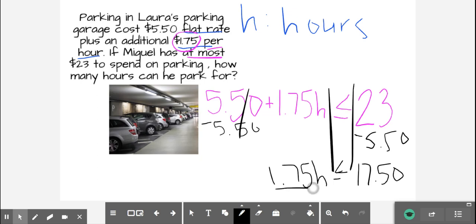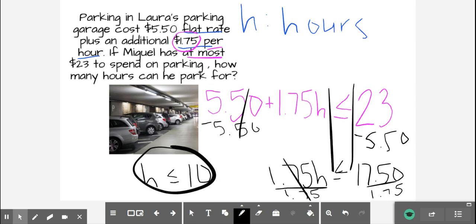And then if you divide both sides by 1.75, we get h is less than or equal to 10. That is the solution to the problem, and it means that Miguel can park for at most 10 hours.